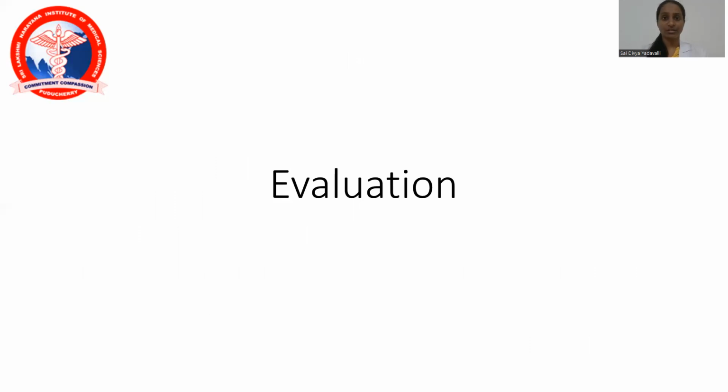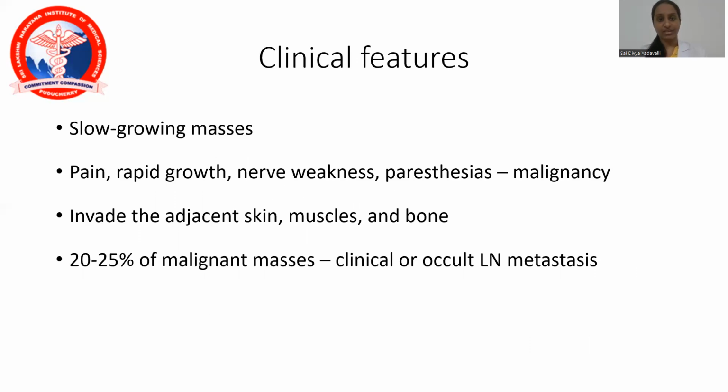Coming to the evaluation of tumors of the major salivary glands. On clinical examination or from the patient's history, these are slow growing masses. Pain, rapid growth, nerve weakness, and paresthesia suggest that the tumor is probably malignant. Malignant tumors may invade the adjacent skin, muscles, and bone. 20 to 25% of malignant masses can present with clinical or occult lymph node metastasis.